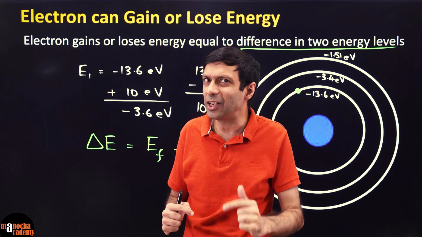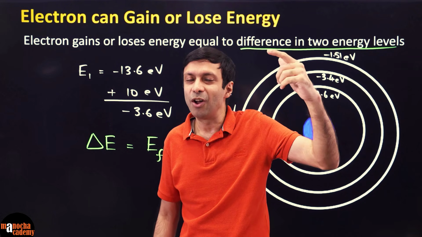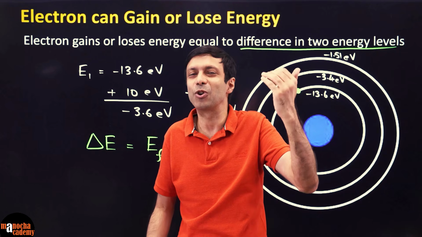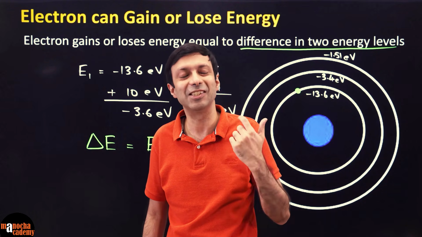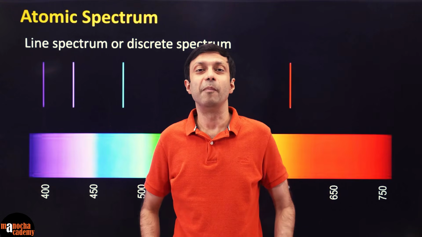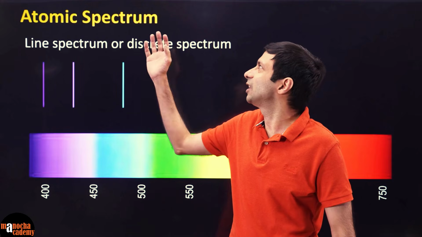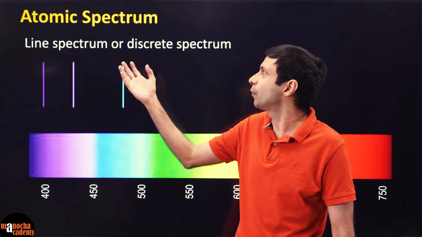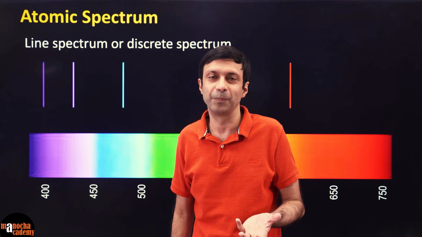It needs the right amount of energy, gain of the right amount of energy to go up, or lose the right amount of energy to come down to a lower shell. And this is what Bohr said in his model. Remember, another major drawback of Rutherford's model was that it could not explain the atomic spectrum, or what we call the line spectrum or discrete spectrum of atoms.